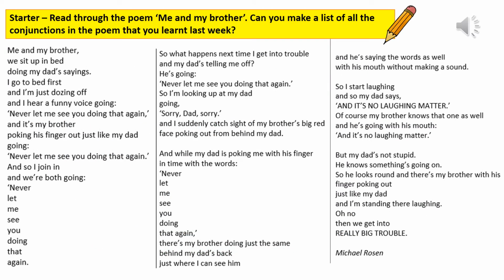For today's starter, I would like you to recap the conjunctions that you learnt last week. Read through the poem Me and My Brother. Can you make a list of all the conjunctions in the poem? Pause the video to have a go at this and make your list, and then press play when you're ready to proceed.